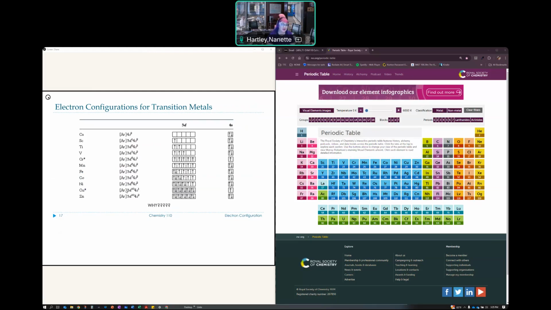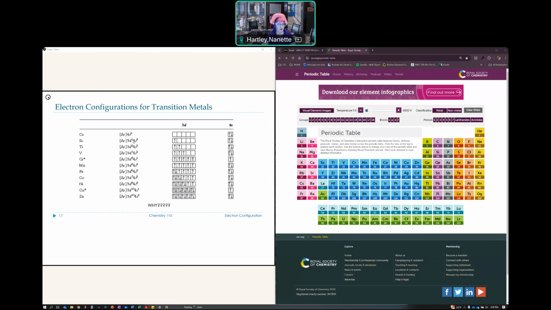You can do that. And there's debate over which way it should be done, okay? Some people write the 3d first because it's on the inside. Some people write the 4s first because it's lower in energy. I write the 4s first because it's lower in energy and it filled first. So whichever way you do it, that's up to you.